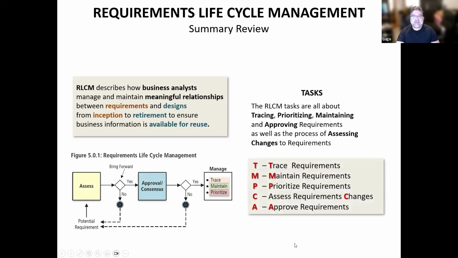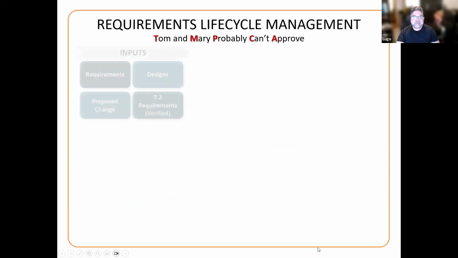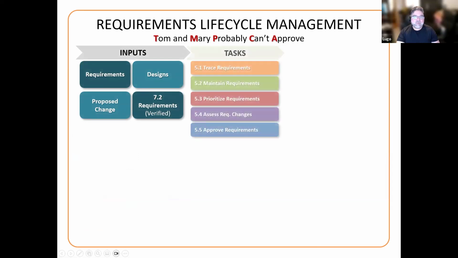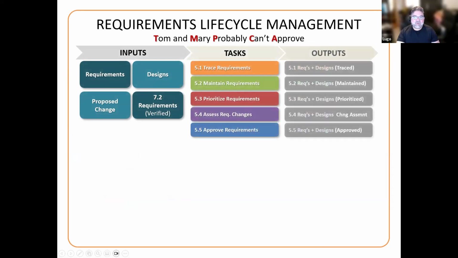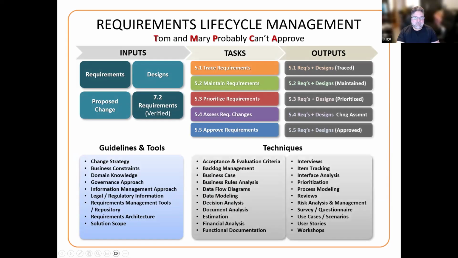And then we have the tasks: tracing, maintaining, prioritizing, assessing, and approving the requirements. Tom and Mary can't approve. Here you have your inputs. Then we have your tasks. We have our outputs. We have the guidelines and tools that we use and the techniques that are involved.